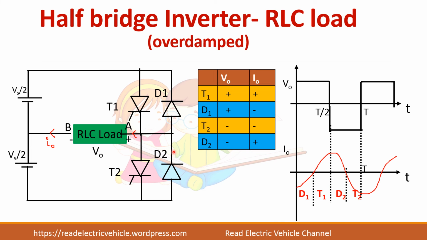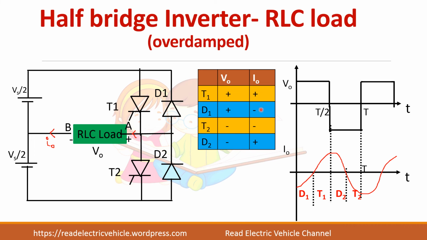And when the current through the diode D2 becomes 0 and it gets turned off, T2 will carry the current in the opposite direction. And when T2 is turned off at time period T, the current is flowing in this direction. So the diode D1 will come into action and it carries the current. So D1 will carry the current.